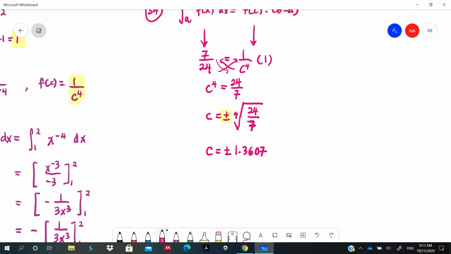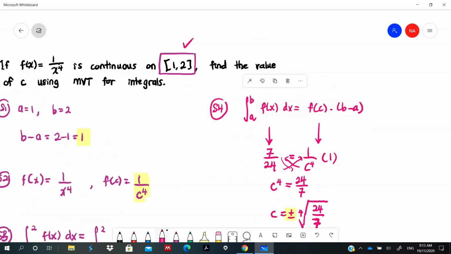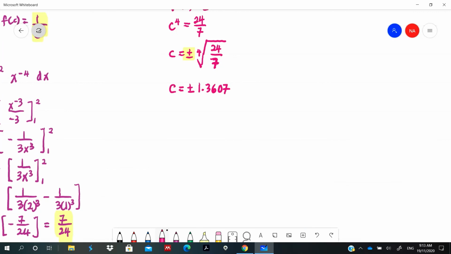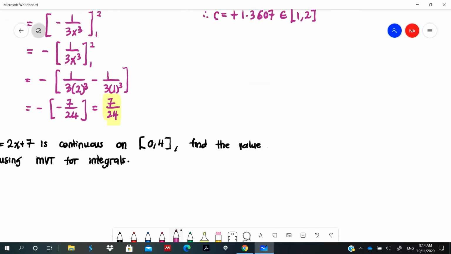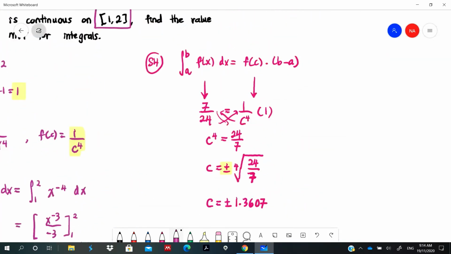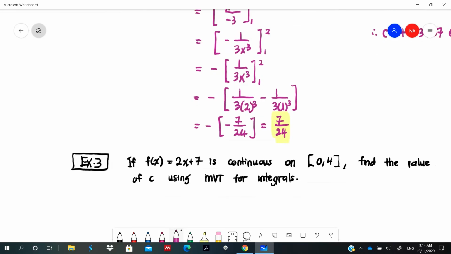We need to check that our interval now is 1 to 2. Which values are within that interval, because we are going to find c within that interval. So we conclude that the value of c is the positive 1.3607 only, because it is within the interval 1 to 2. Why don't we take the negative value? Because it is outside this interval. So that's basically finding c using the mean value theorem for integrals.